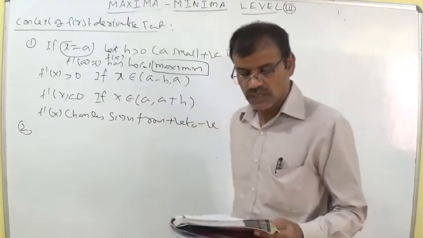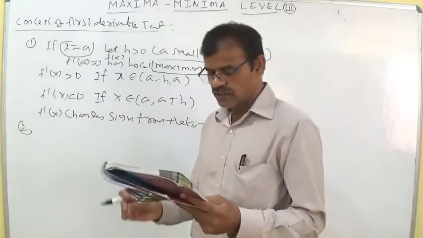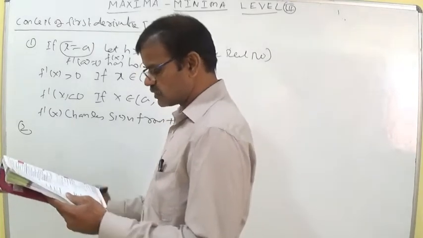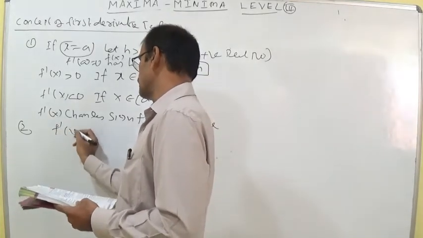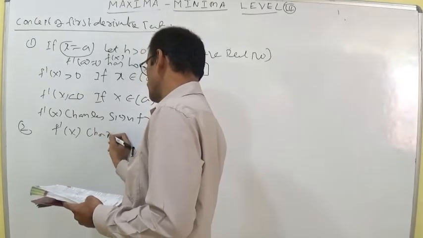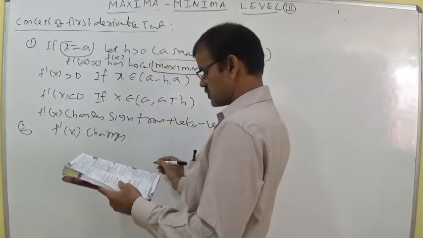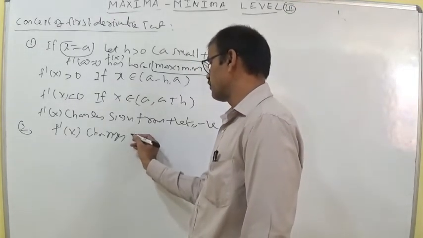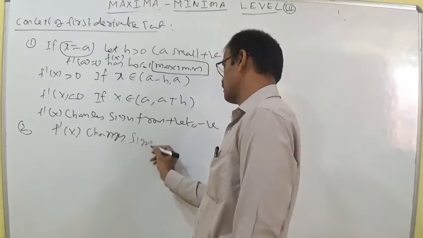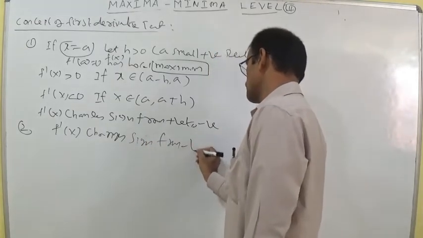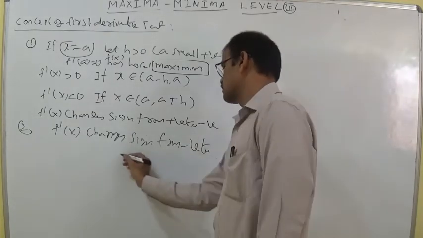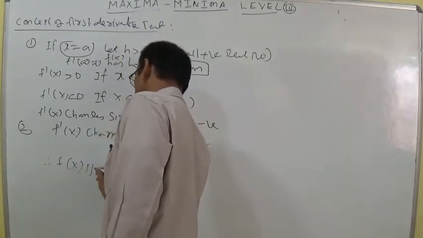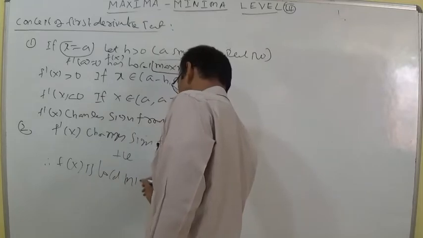Next, in the same concept, on the same page, you can see here f of x is decreasing. If f dash x changes sign from negative to positive, it is said to be a local minimum. F dash x changes sign from negative to positive. Therefore, f of x has a local minimum.